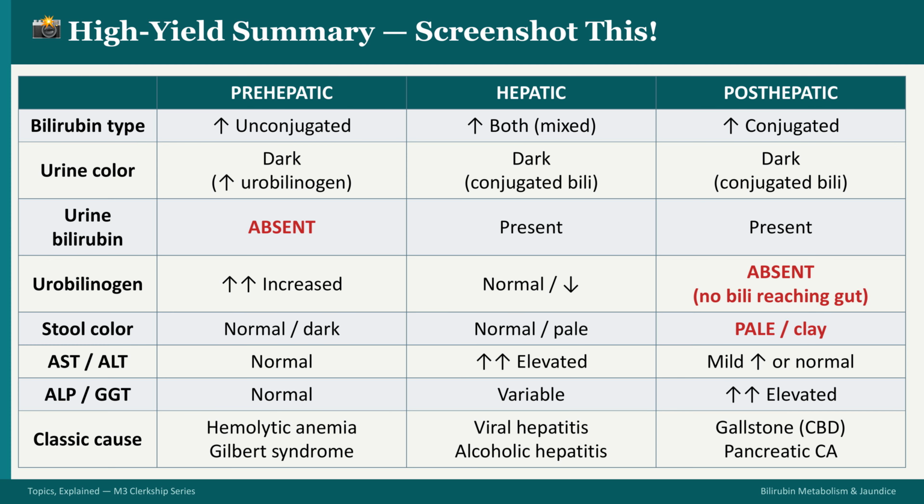In posthepatic jaundice, conjugated bilirubin rises, urine is dark and bilirubin positive, stool is pale, and alkaline phosphatase and GGT are markedly elevated. That 3-column table is the framework you need for every jaundice question on your shelf exam in Step 2.